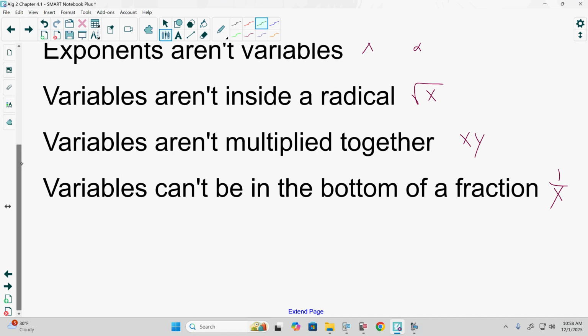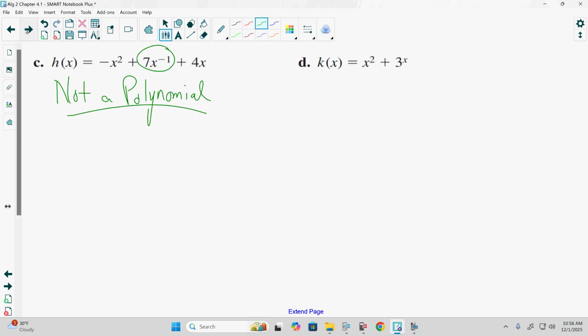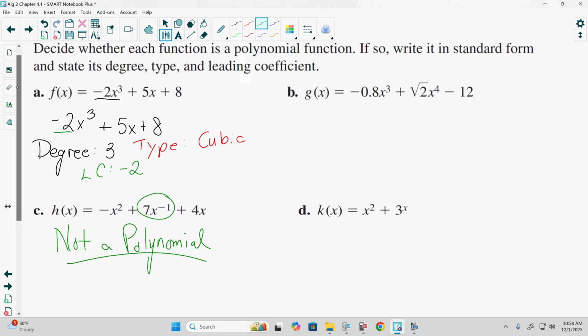Exponents aren't inside a radical. Do you have any variables inside radicals? It looks like we could. That square root of 2x to the fourth. But if we notice, the square root stops after the 2. If it had been extended out, if it went all the way over like this here, yes, the 2x to the fourth would be inside the radical.